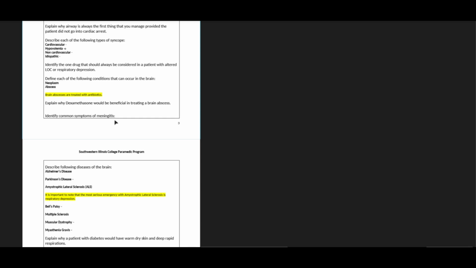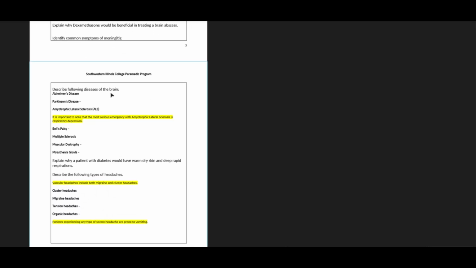Identify common symptoms of meningitis. So the common symptoms of meningitis are going to be a headache, probably a throbbing headache in the back of your head usually, fever, and then not necessarily altered mental status, but maybe confusion or slow responsiveness depending on the progression of it, and then neck stiffness, or nuchal rigidity as it is sometimes called. That's a very common hallmark sign of meningitis.